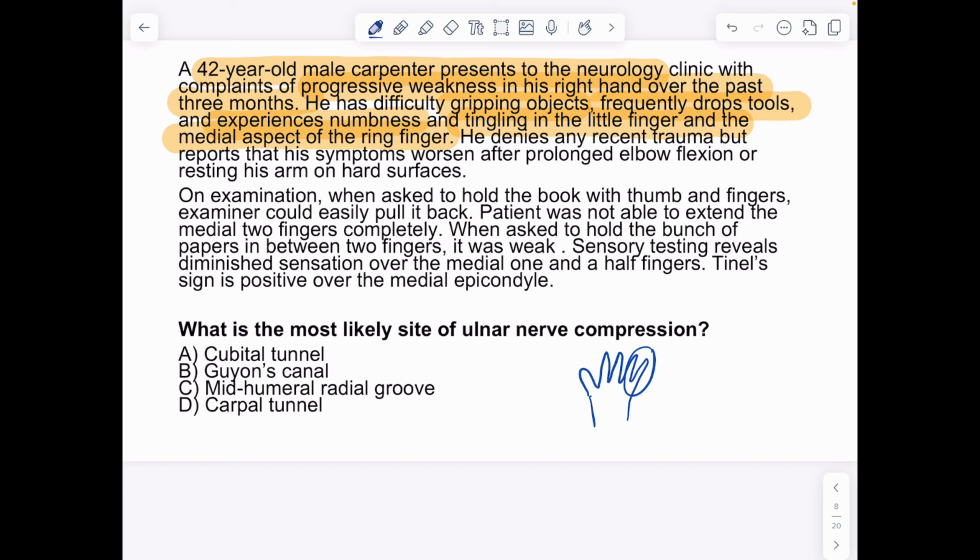Now, he denies any recent trauma but reports that his symptoms worsen after prolonged elbow flexion or resting his arm on hard surfaces. This is how you have identified that possibly the question is asked in relation to the ulnar nerve. All you have to do is further consolidate your answer on the basis of the findings provided below.